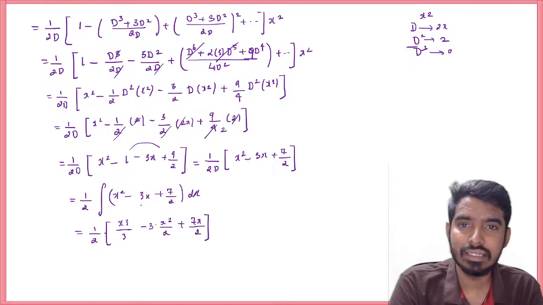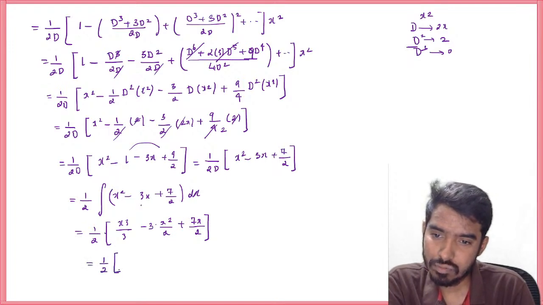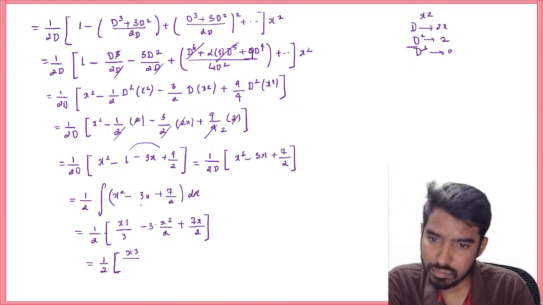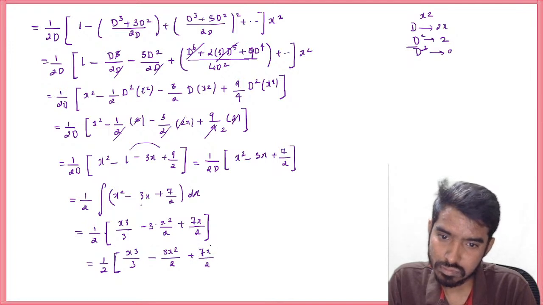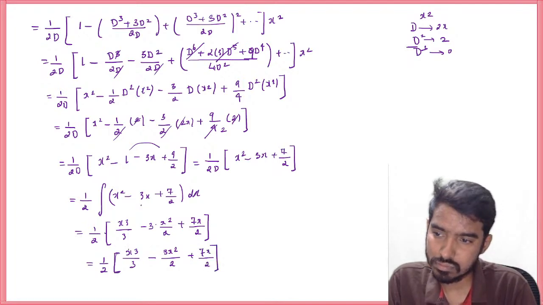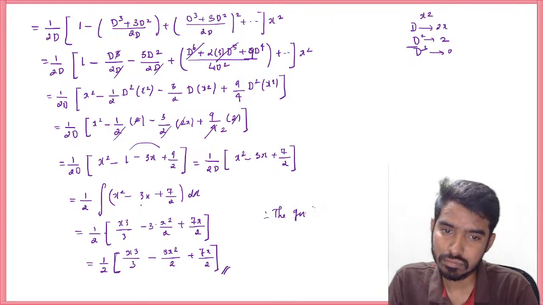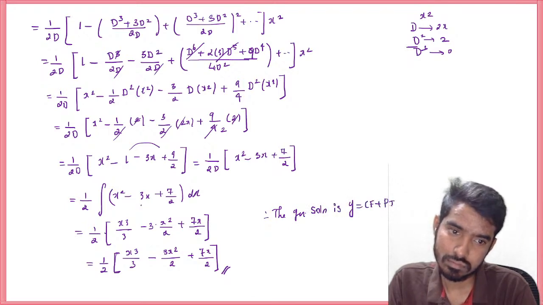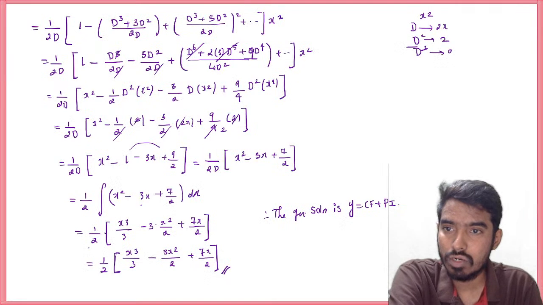Here we don't need to take any constant, right? I'll tell you the theory. Okay, so 1 by 2, this will be x cube by 3 minus 3x square by 2 plus 7x by 2. This is your particular integral. So therefore, general solution is CF plus PI. So add up CF and PI to get the answer. Okay, so we'll move on to the fifth problem.